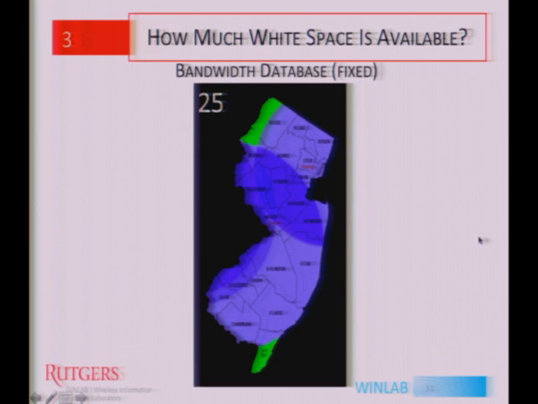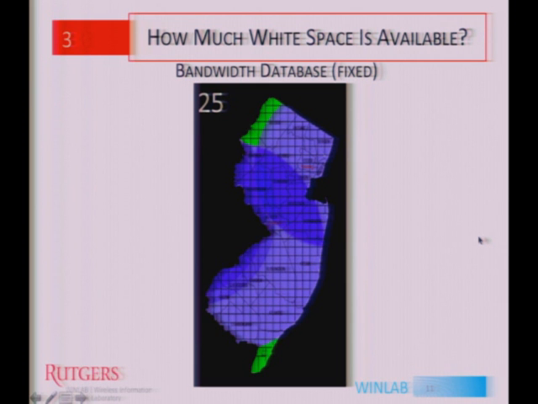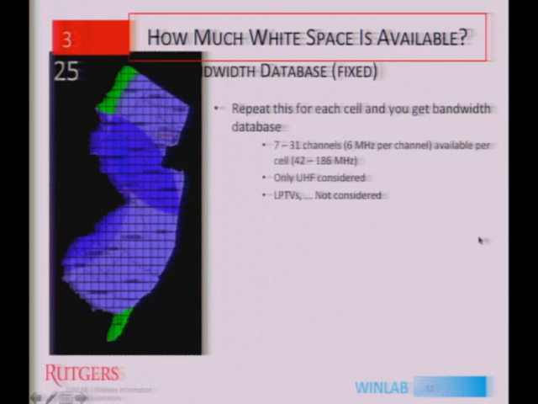So to further quantize this, we went for a bandwidth database, and what we did was superimpose a 5 mile by 5 mile grid on top of the map of New Jersey, which gave us regions that we can calculate one by one. For example, in this region, channel 25 is not available in the blue cells, it is available in the green cells, and some are partially available. If we do this for each and every channel, we can come up with a database of which cell has how many channels and which channels are available.